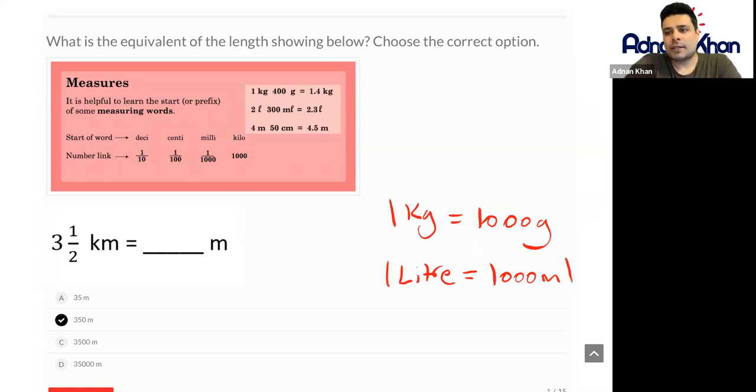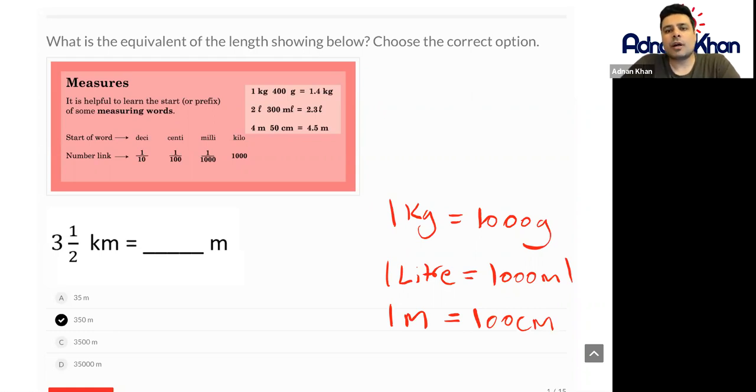And in 1 meter, we have 100 centimeters. As you know, centimeters and meters measure distance. Okay, so you need to know these.